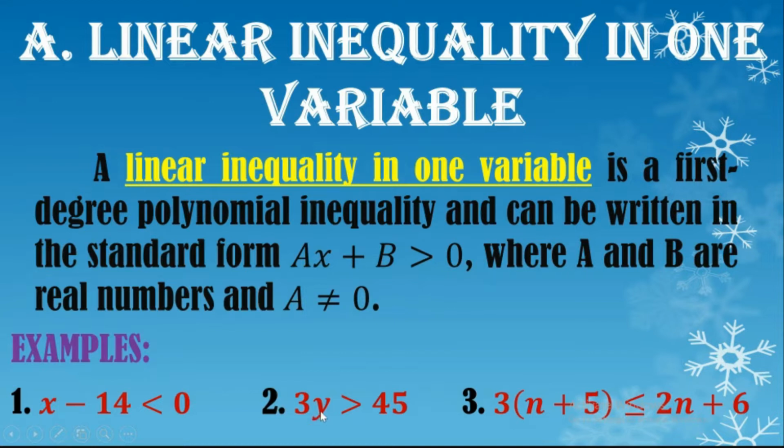Second, we also have 3y is greater than 45. And last, we have 3 times n plus 5 is less than or equal to 2n plus 6. So as you can see, we only have one variable in each example with a degree or exponent of 1, and they all have inequality symbols. So that is what a linear inequality in one variable is.